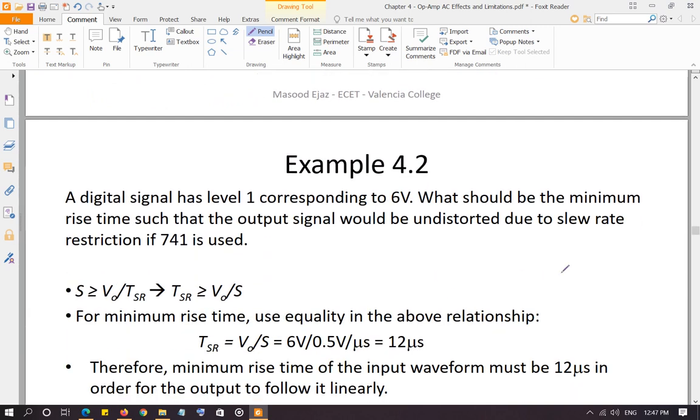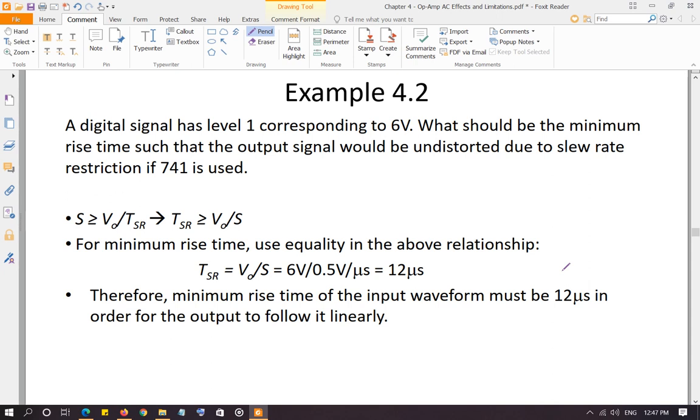So let's look at a few examples. This is for the digital. So you have a digital signal, level 1 and 0 pulse, and this is your 6 volt, this is your 0 volt. And we are asking what was the minimum rise time such that the output signal will be undistorted due to slew rate restriction.